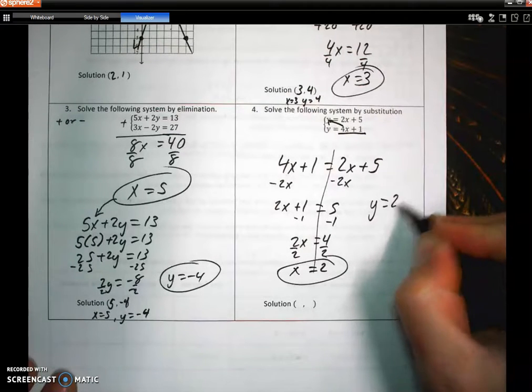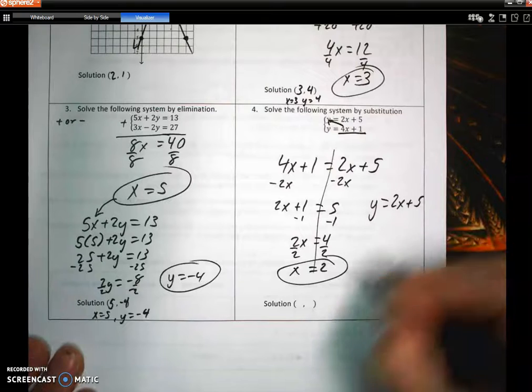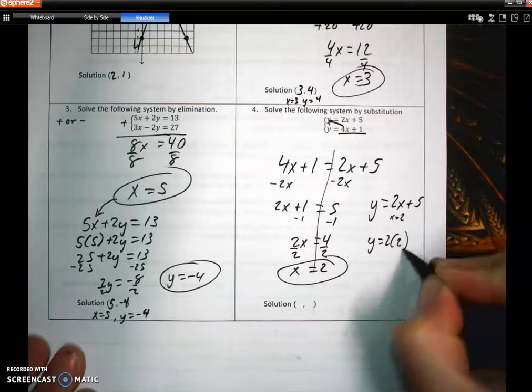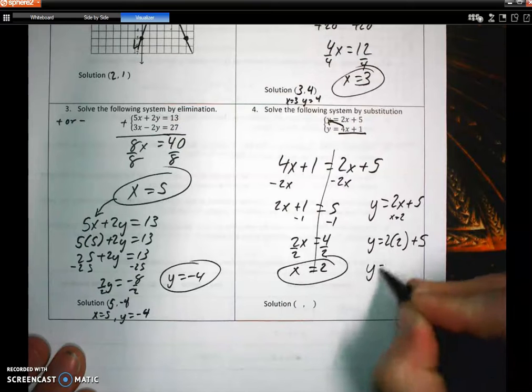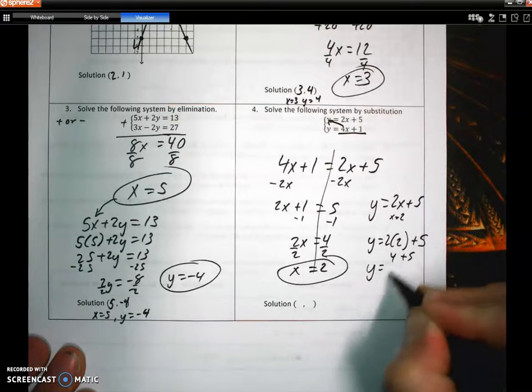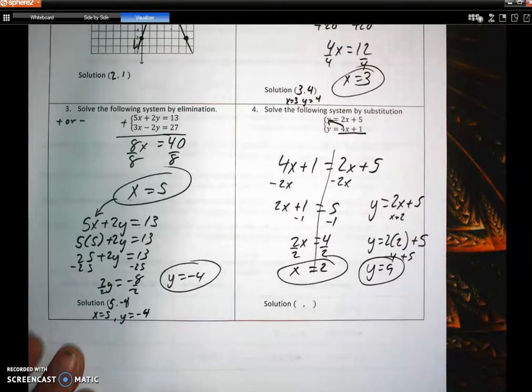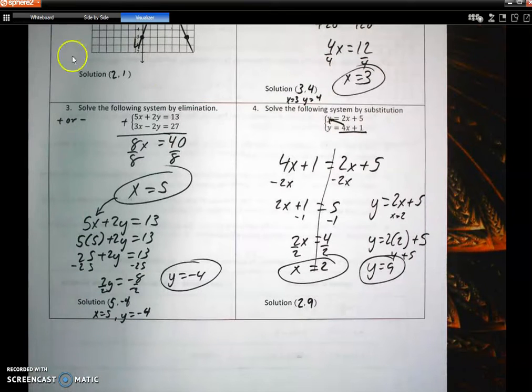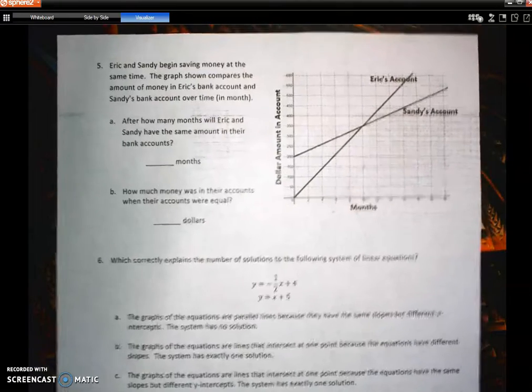Y equals 2x plus 5, but x equals 2 now. So it's going to be y equals 2 times 2 plus 5. Well, 2 times 2 is 4. 4 plus 5, y equals 9. So therefore the answer is 2, 9. Okay? Don't forget to pause it and check your answers and check your work. All right, number 5 on the back.